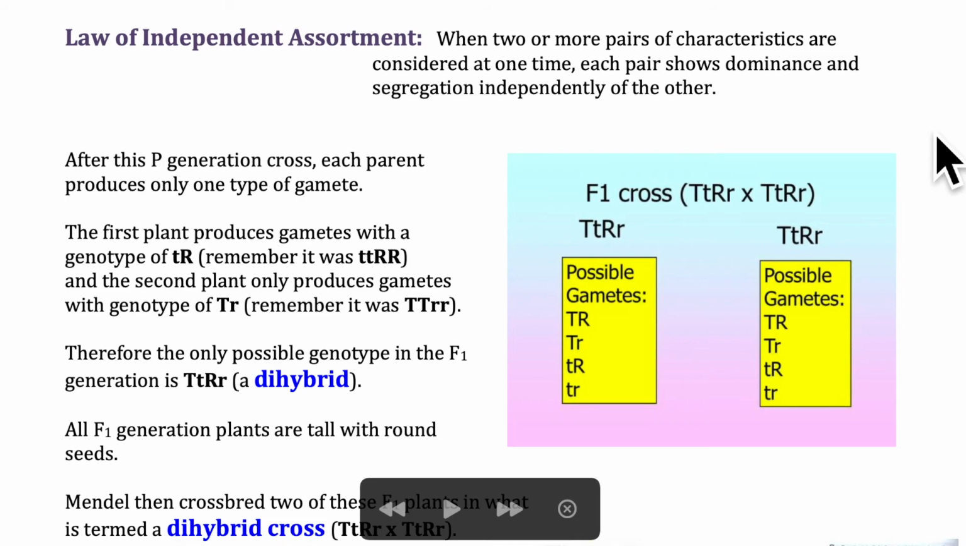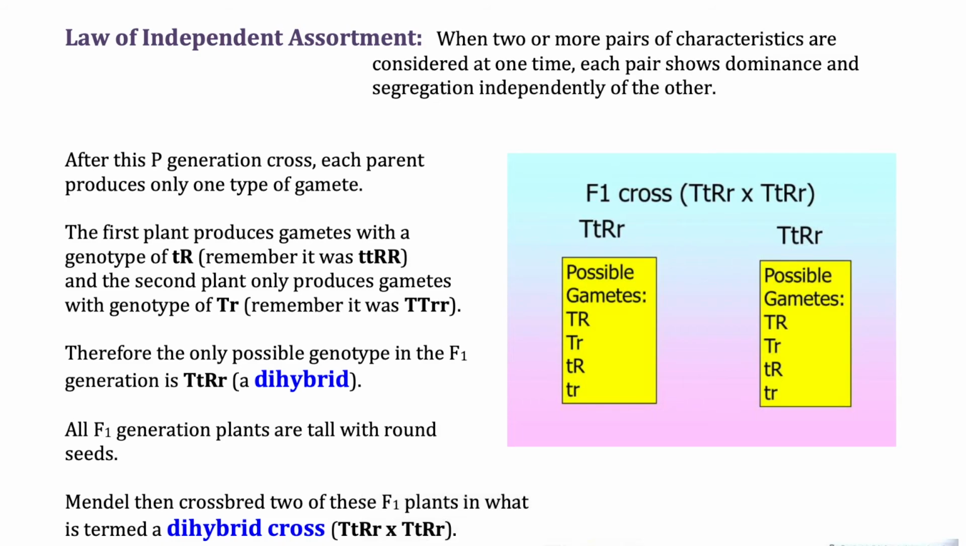After this P generation cross, each parent produces only one type of gamete. They only give away one from each. The first plant produces gametes with a genotype of lowercase t, capital R. Remember, it was lowercase t, capital R, so the genotype that it gives away has to be one lowercase t, one capital R. And the second plant only produces gametes with the genotype of capital T, lowercase r. Remember, it was capital T, lowercase r. The only option is for it to give away a capital T and a lowercase r.